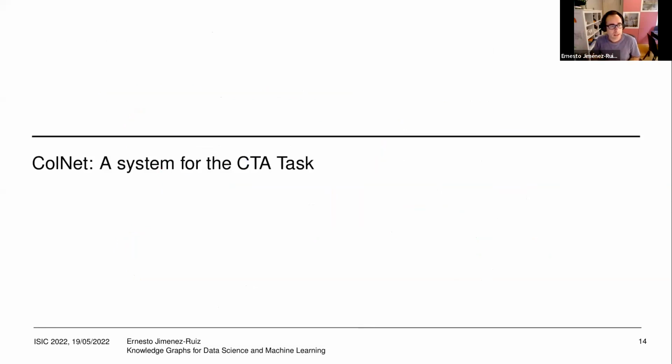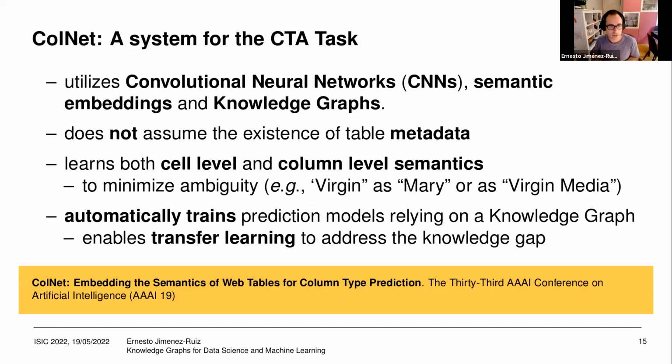And in this line, apart from being involved in defining the task and having a challenge so that we have a common evaluation, we also created a system to identify the type of a column, called ColNet. I wanted to give you a brief introduction to this ColNet system. The main novelty was that it needed some training data, but it built this training data automatically out of a knowledge graph. And then it tried to extract semantics not only at the cell level, but also at the column level.